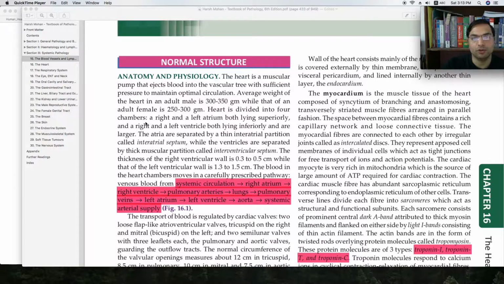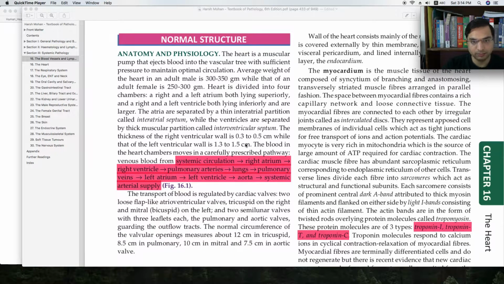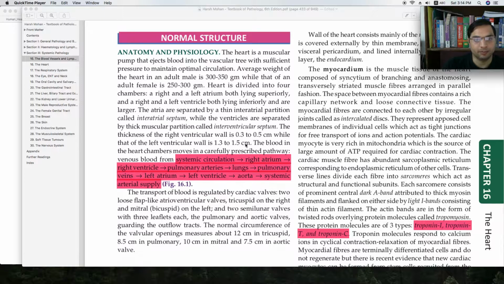The heart is divided into 4 chambers: right and left atrium, right and left ventricle. The right and left atrium are superiorly placed, whereas the right and left ventricle are inferiorly placed, up and down. The two atria are separated by the interatrial septum, and the ventricles are separated by the interventricular septum. The atria and the ventricles are separated by the atrioventricular septum.